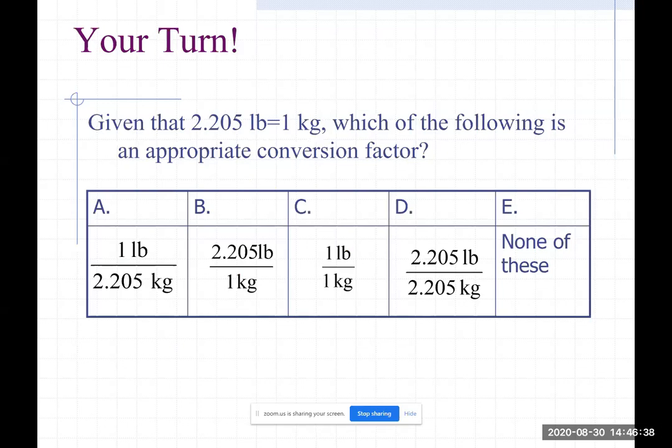Here's a your turn question. And I'm going to leave that for you to do later, but I just want to point out to you that when we're looking at these conversion factors, this is one part of our conversion factor. This is the other part of our conversion factor. We can either have the 1 kilogram in the numerator or in the denominator, but we have to make sure that we put the 2.205 pounds adjacent to it, whichever direction we decide to go with that.